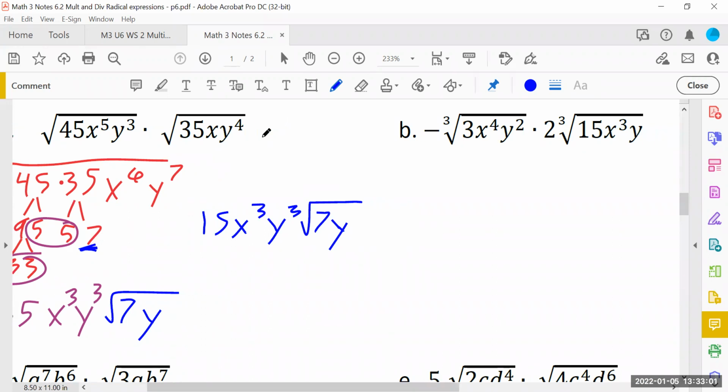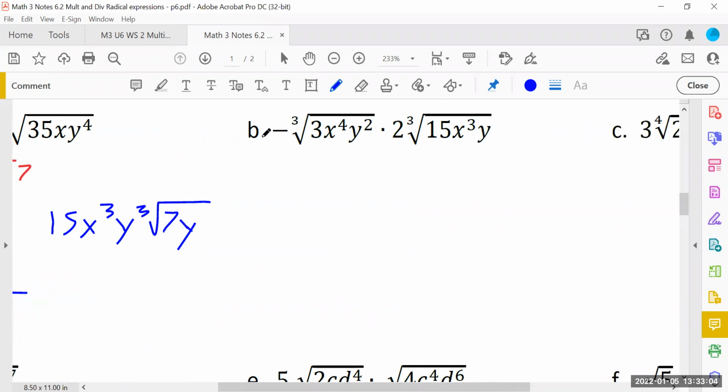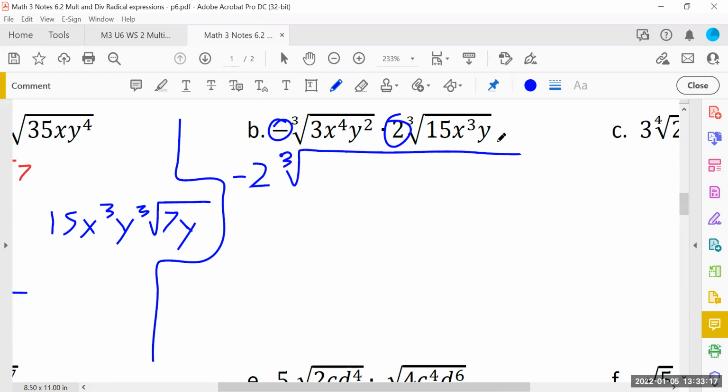Let's look at B, and then I'll have you guys try a couple. B, cube roots, they're both the same type of root, so I can go ahead and multiply this. I'm going to multiply the outside pieces. Negative times 2 makes this -2. Cube root of 3 times 15. I have 4 x's and 3 more, so x to the 7th. Y squared, another y, so y to the 3rd. So again, anything on the outsides get multiplied together. Anything on the insides get multiplied together. And then I factor and simplify like normal.